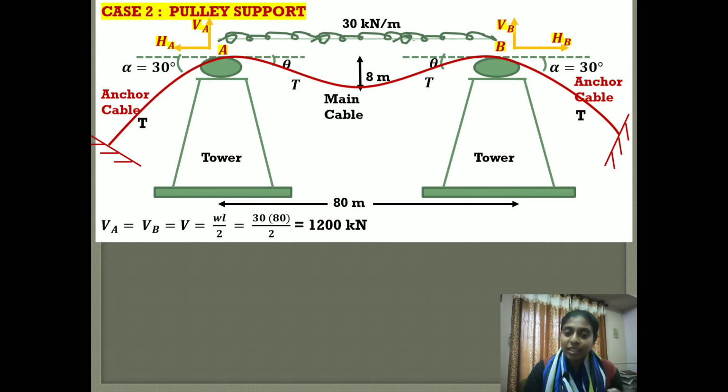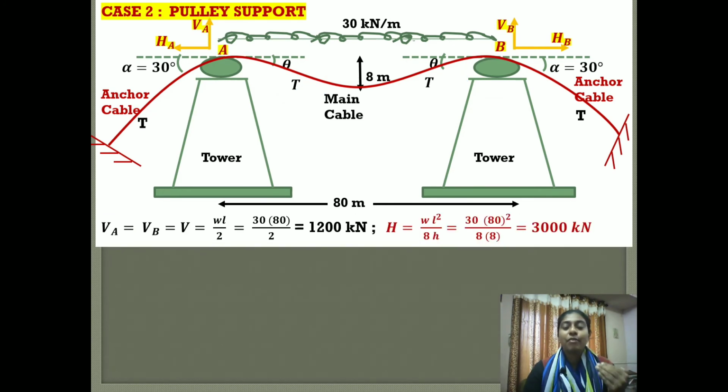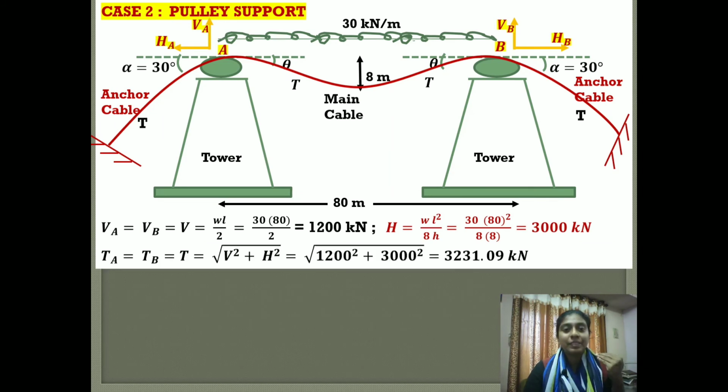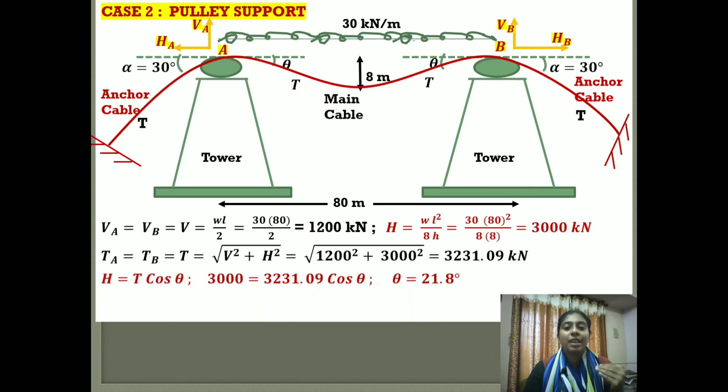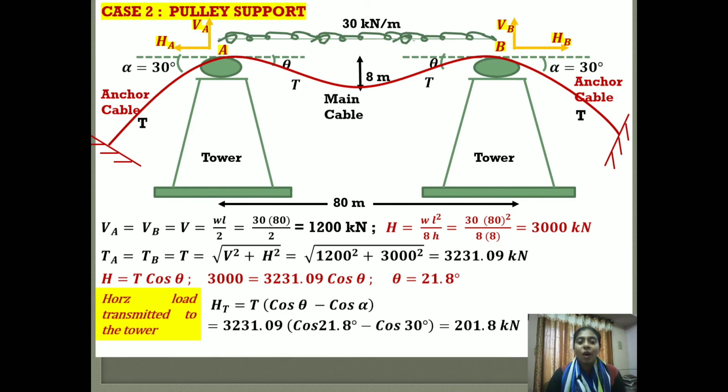Okay, finding the vertical reaction is the same. Finding the horizontal thrust is the same. Finding the tension in the main cable, and finding the angle made by the main cable with the horizontal, is also the same. Now, for the horizontal load transmitted to the tower, we equate the horizontal components.